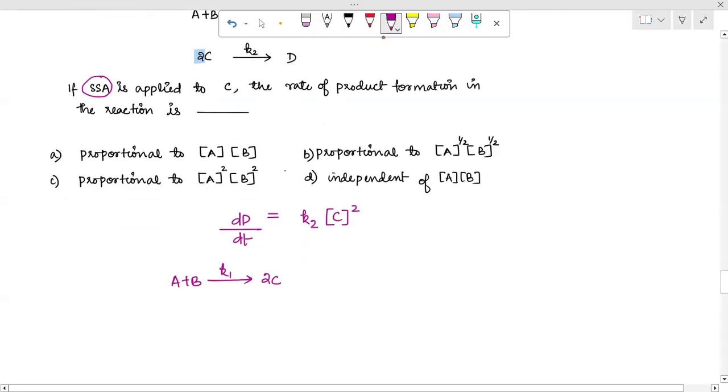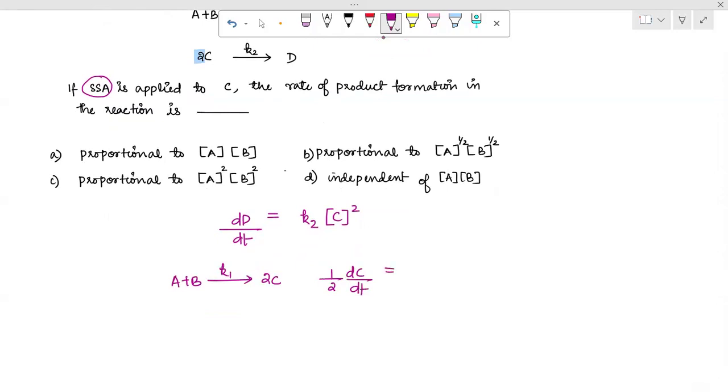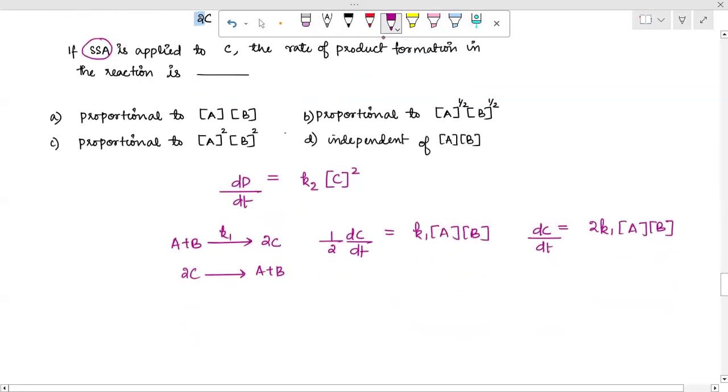Okay. So from this, the rate of the reaction is 1 by 2 dC by dt is equal to K1 into concentration of A into concentration of B. All that we need is dC by dt, and that is going to be equal to 2 times K1 A into B. Remember, 2 times K1 A into B, that is there. Okay. So in the reversible step, what is happening? 2C is becoming A plus B with a rate constant of K inverse. So here, disappearance of C is what is happening, correct?